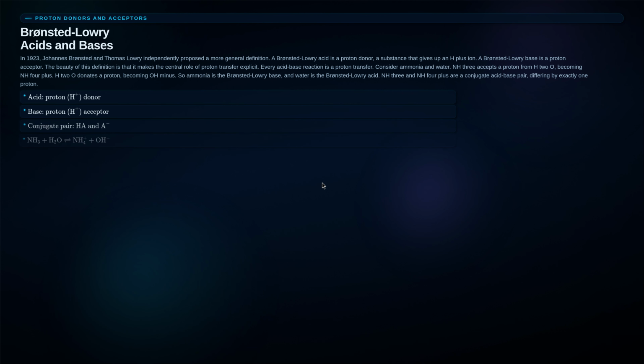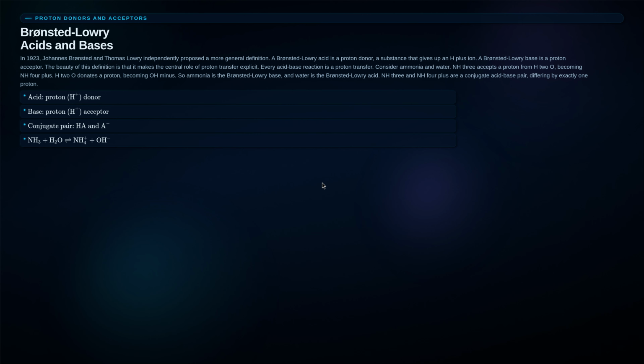In 1923, Johannes Brønsted and Thomas Lowry independently proposed a more general definition. A Brønsted-Lowry acid is a proton donor, a substance that gives up an H+ ion. A Brønsted-Lowry base is a proton acceptor. The beauty of this definition is that it makes the central role of proton transfer explicit. Every acid-base reaction is a proton transfer.